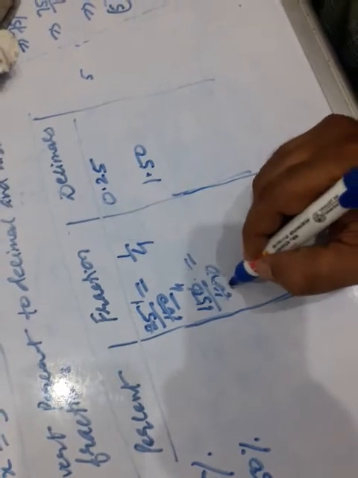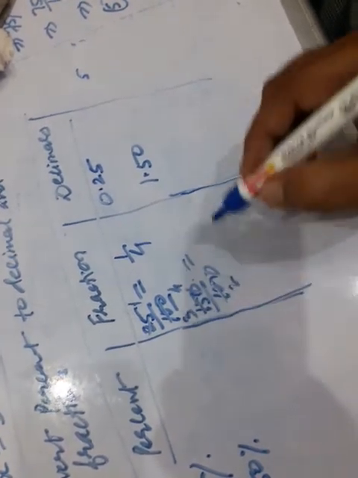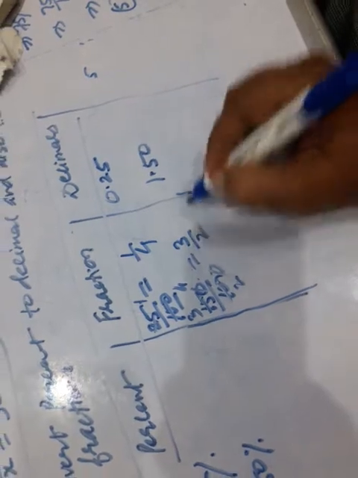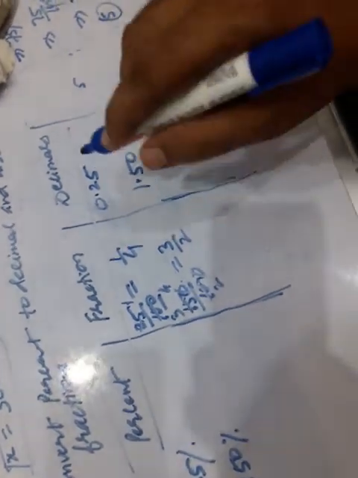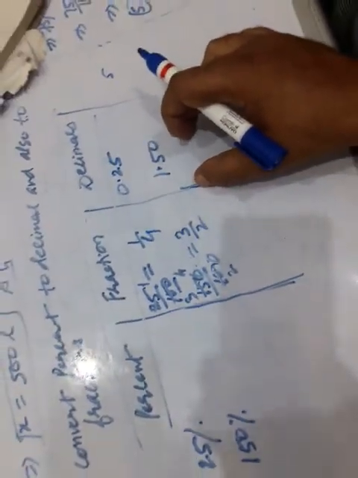Here, 5 twos are 10 and 5 threes are 15, so that is 3 upon 2. 3 upon 2 is the fraction in the lowest form. Okay children, so this is how, and its decimal representation is 1.50.